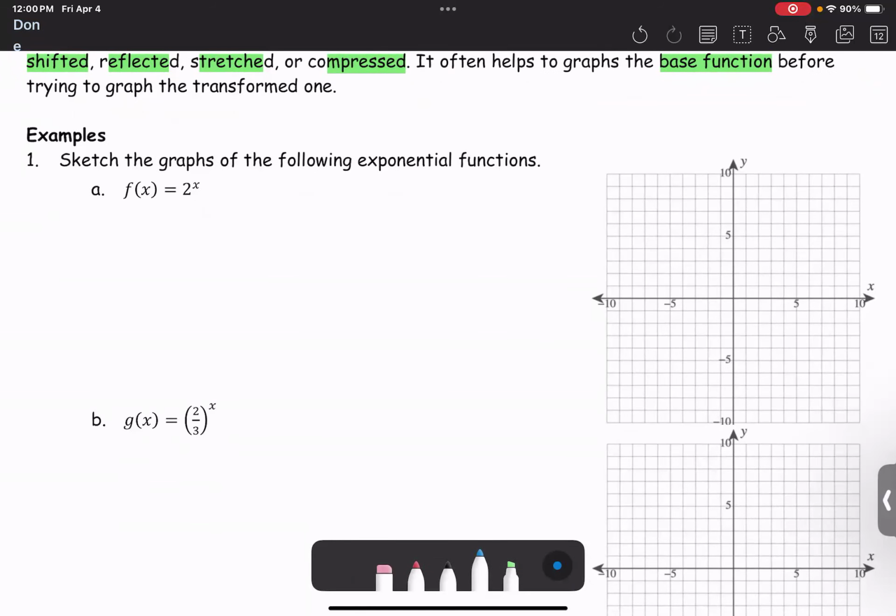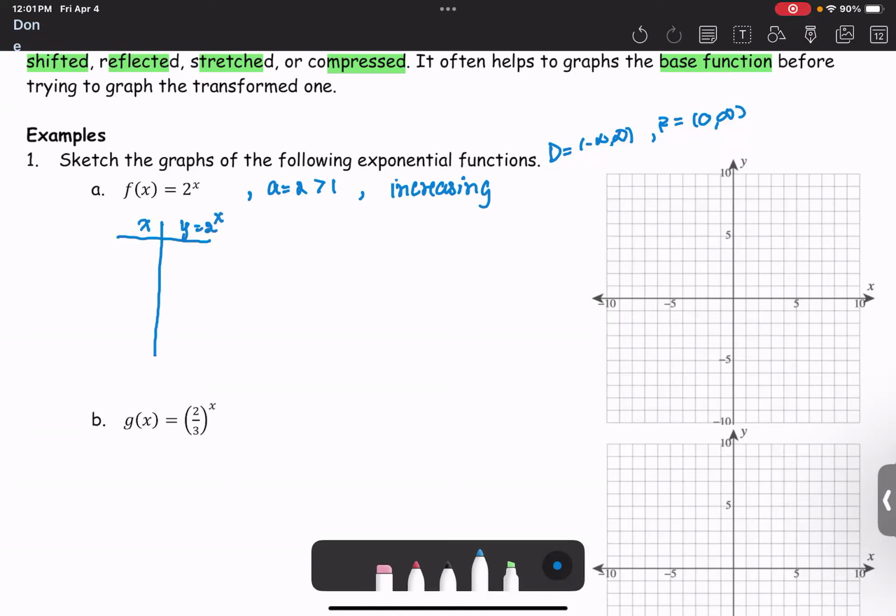Recall the domain of the exponential function is the set of all real numbers. The range of the exponential function is the positive real numbers. So we're going to adjust the graphing scale, like the x can be negative, can be positive, can be 0, and the y is going to be a positive value. For this one, the base is 2, or a equals 2, which is greater than 1. It means the graph is an increasing graph. We're going to construct the t-table, x and y, where y equals 2 to the power x.